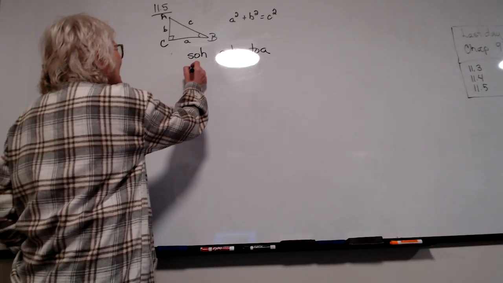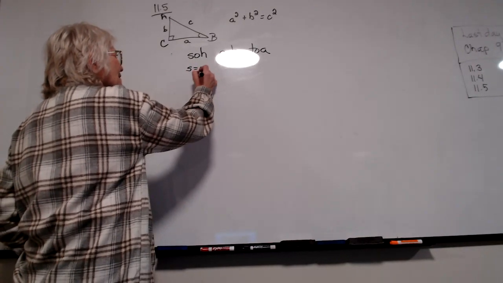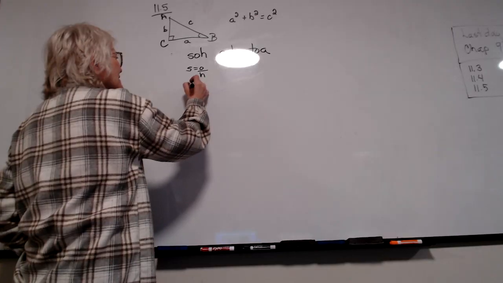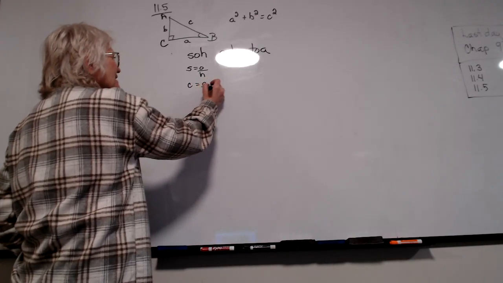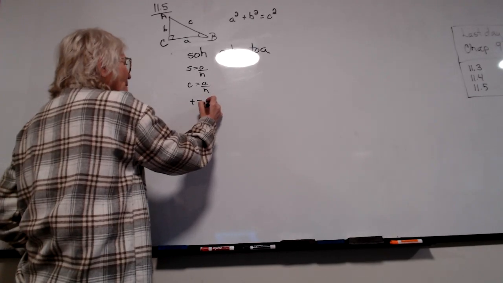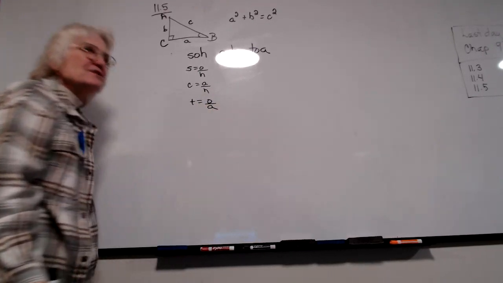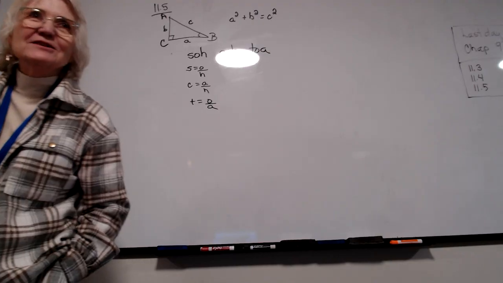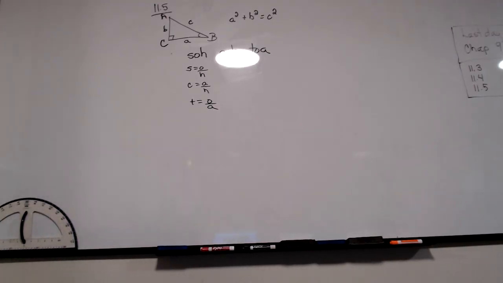So this is sine, which is opposite over hypotenuse. This is cosine, which is adjacent over hypotenuse. This is tangent, which is opposite over adjacent. SOHCAH, your TOA.